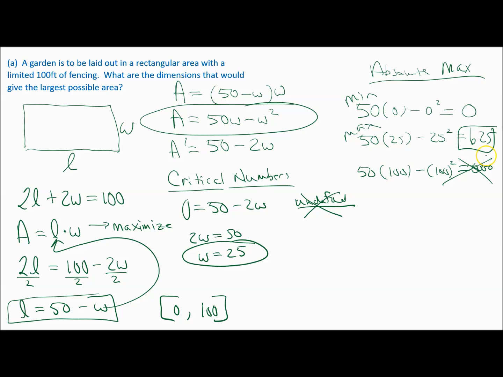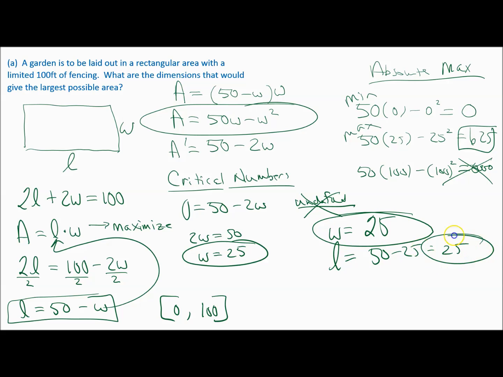I'm asking for the dimensions. I'm sorry, I just had a brain stop for a second. So I'm asking for the dimensions and the largest possible area, okay? So the dimensions are, we've got 25, and that was our width. What would our length be? Well, you have to go back and plug it in. That would be 50 minus 25, which is 25, okay? So we have width is 25, length is 25, and then the area, again, area is length times width, which is going to be 25 times 25, which we had already found is 625.